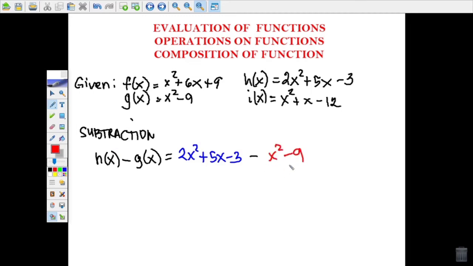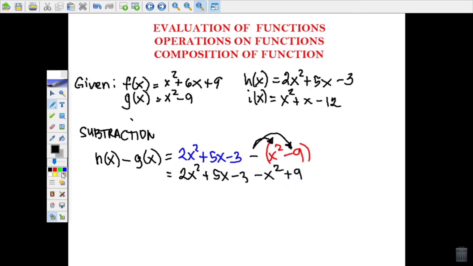Okay, since this is not a monomial, binomial yan. Pag hindi monomial, binomial, trinomial, multinomial, we should enclose this second function sa parenthesis. Okay, then, pwede na natin siyang isolve, or rewrite. So, pwede kasi natin tong i-distribute itong negative dito sa function na to. So, it should become 2x squared plus 5x minus 3. Tapos ito, negative times x squared is negative x squared. Negative times negative 9 is positive 9.